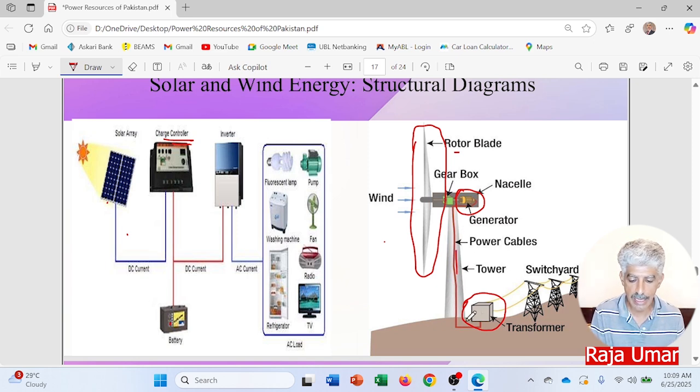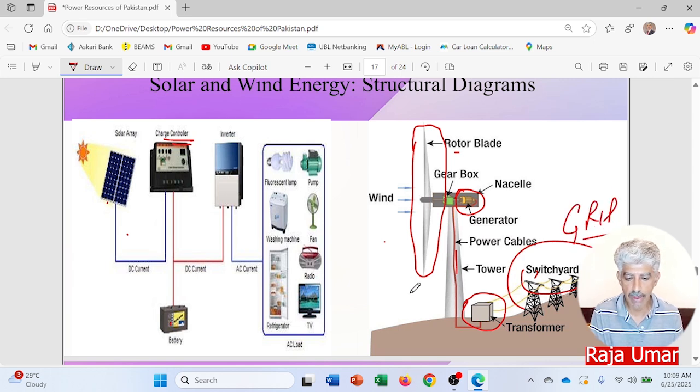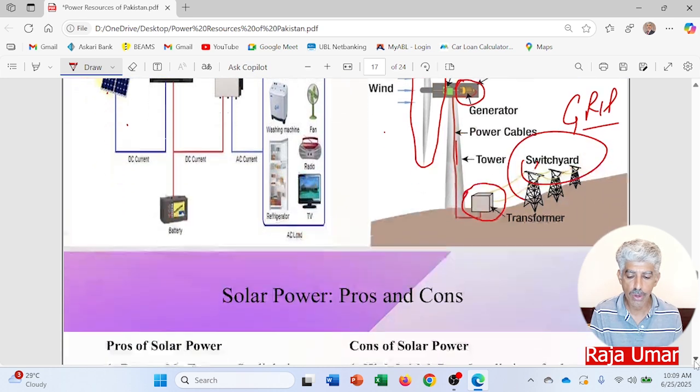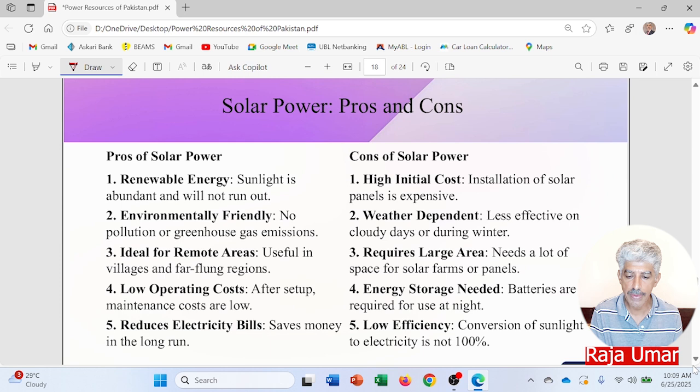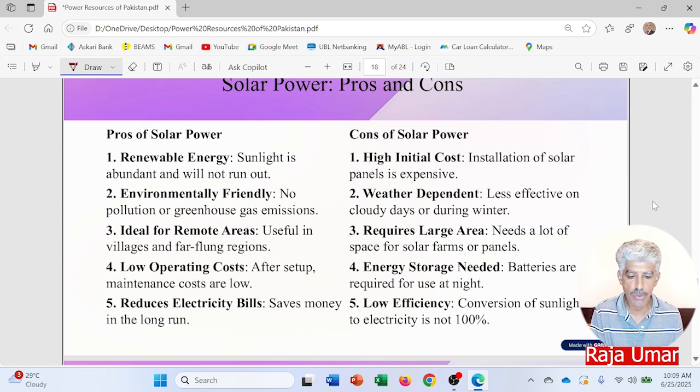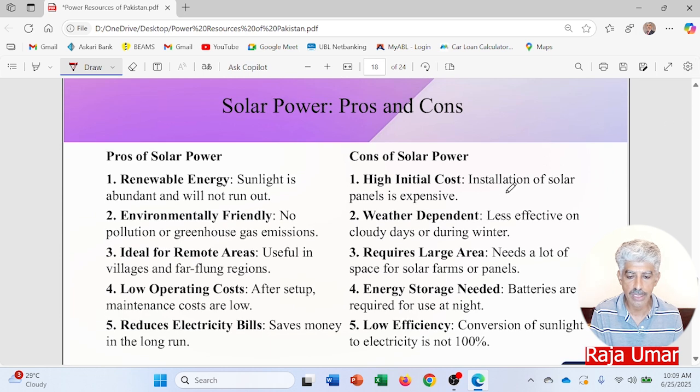So the cabling is coming over here, and then we have the grid or the transmission lines, and the electricity is supplied to the national grid to be consumed by the people. So this is the structural diagram, and I believe that this is not really very difficult to understand. So moving on, that is the solar power pros and cons. I mean, if we talk about solar energy, what are the positives and negatives of it?